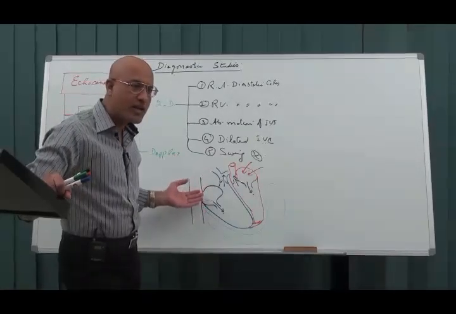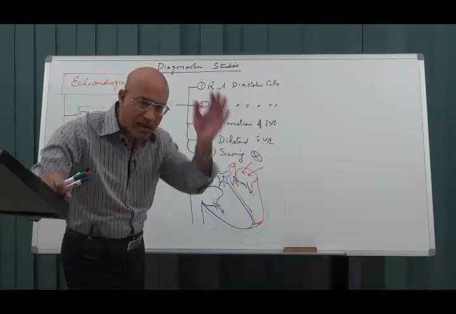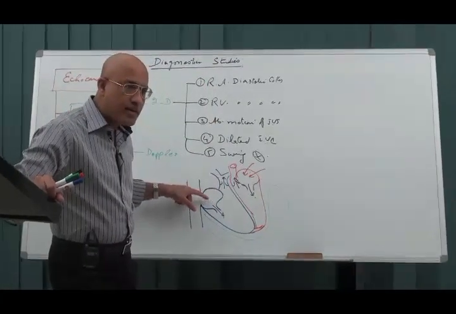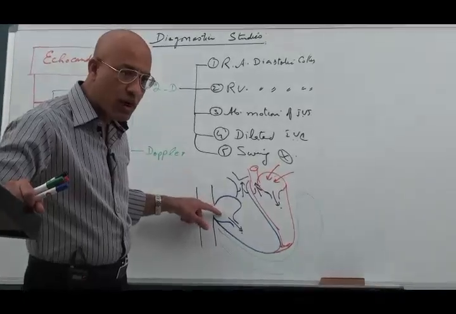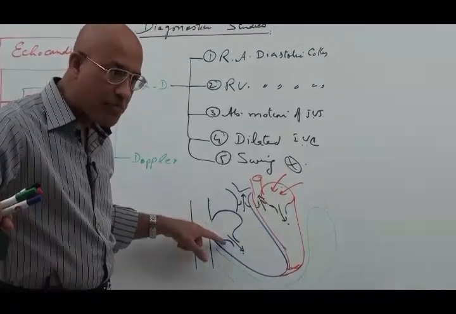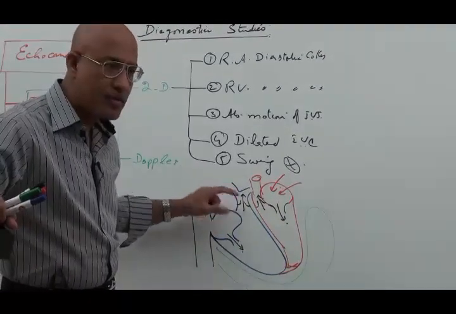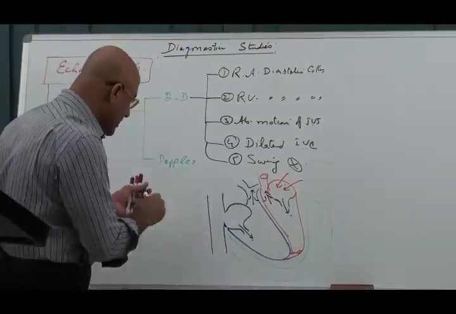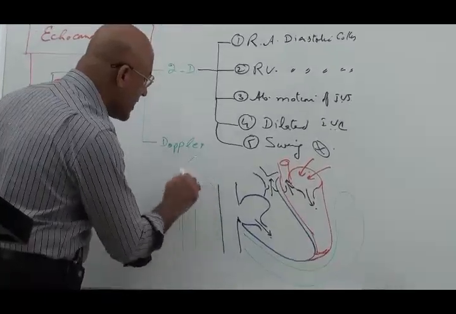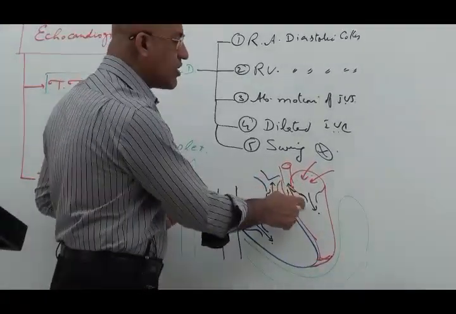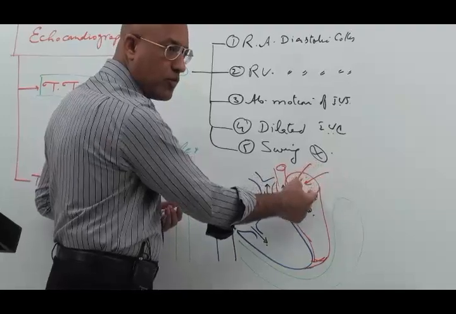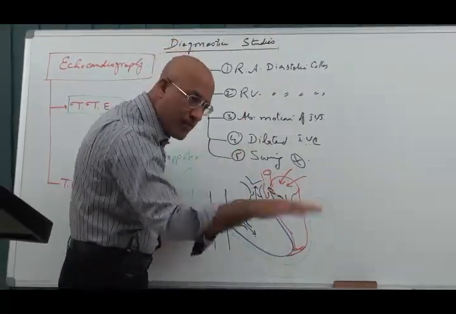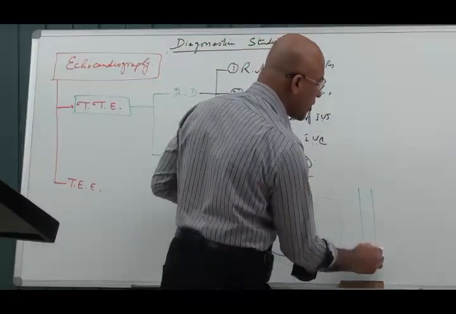During inspiration, right flows are increased, left flows are decreased. So we will say that transvalvular velocity in the tricuspid valve and pulmonary valve will increase, right? So velocities on the right side will increase, and velocities of pulmonary venous return, mitral valve flow and aortic valve flow will decrease, and these are the Doppler findings.